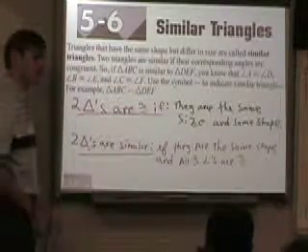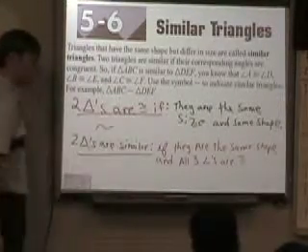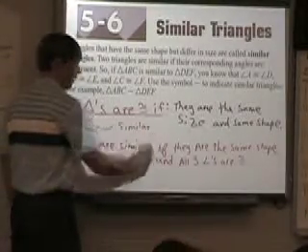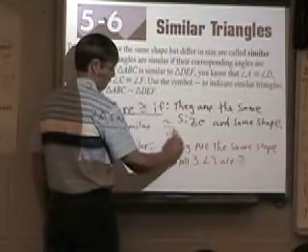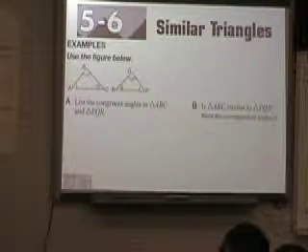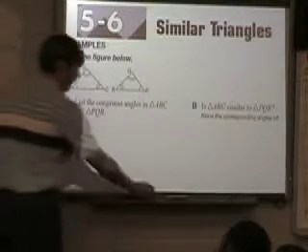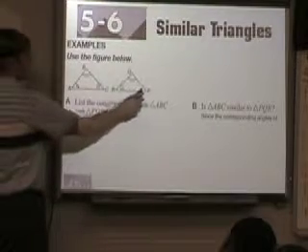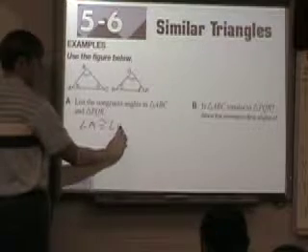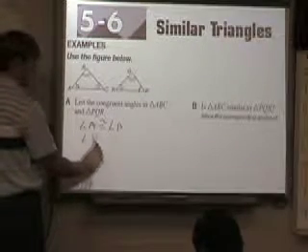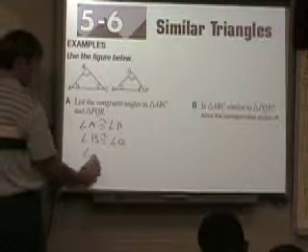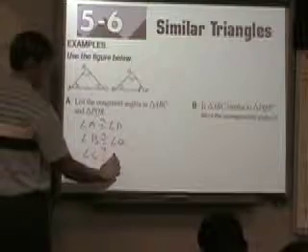Now, the symbol for similar is this. That's similar. Okay, this means similar. And y'all already know this means what? That's congruent. These two triangles have all three angles what? This is congruent to, so angle A is what? Congruent to angle P. Angle B is congruent to angle Q. And angle C is congruent to angle R.